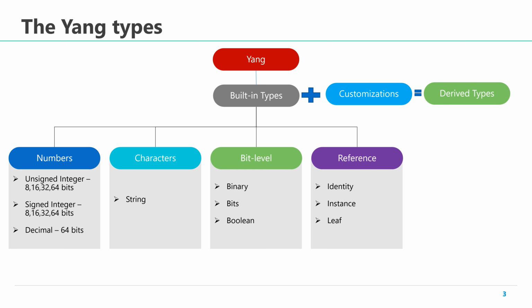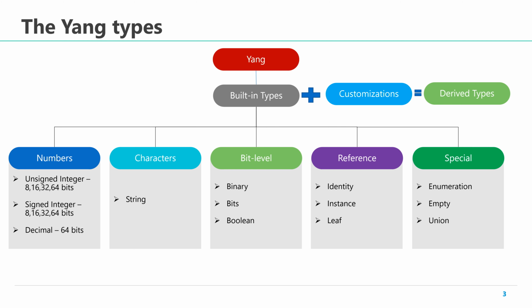The penultimate category of built-in types can be called the reference category. Under this, we have 3 different types, namely identity, instance, and leaf. As the name goes, this built-in type is used to refer to another node in the data model where the reference of an identity, instance, or leaf is required and can be used to build dependencies in the data model.